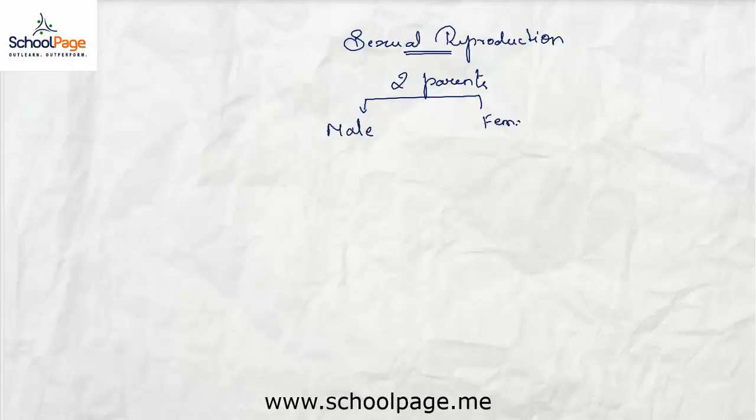Sexual reproduction. It's one of the two methods of reproduction, the other one being the asexual method. In the asexual method, we saw that there's only a single parent involved. But in sexual reproduction, there are two parents involved to give rise to a new offspring. And the two parents are a male and a female parent.